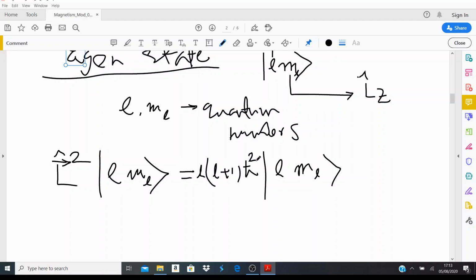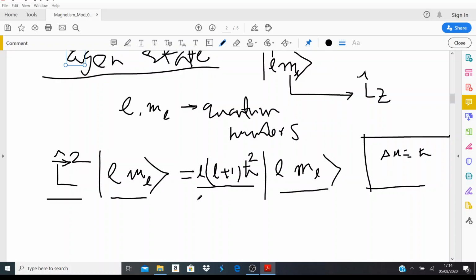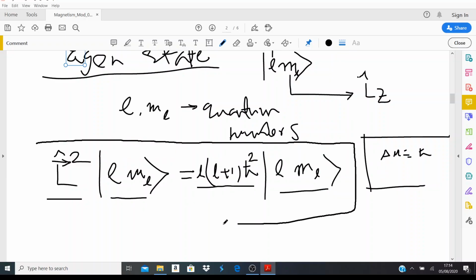You remember, one thing you should always remember is that angular momentum has units in h bar, right? So this is L square, and these are unitless numbers. L is 1, 2, so unitless number. So h bar square is the unit of the angular momentum square, right? That's why you have to have an h bar square here. So that's the eigenvalue of the operator L square in the state L ML, right? You remember this expression is very important.